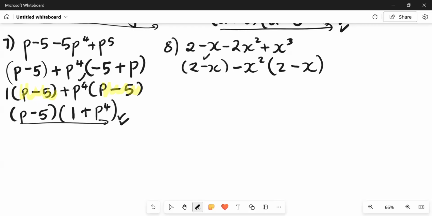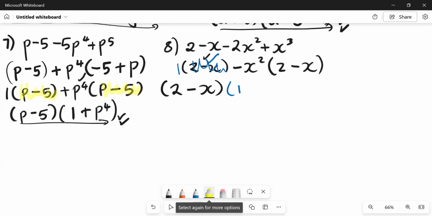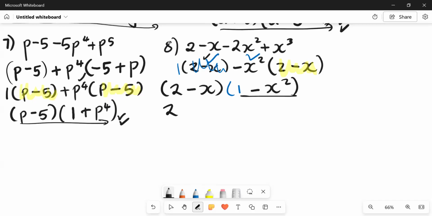Now you have your common bracket, right? Now take out that common bracket. 2 minus x, cancel, you're left with what? 1. So that's 1. 2 minus x, you're left with what? Minus x squared. You write that minus x squared. Now, we are not done factorizing because this is again difference of two squares. So we have to take off that quickly. So 1, x and x plus and minus. Now it's fully factorized.